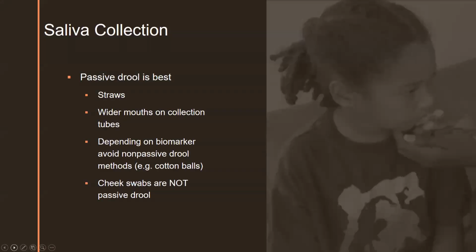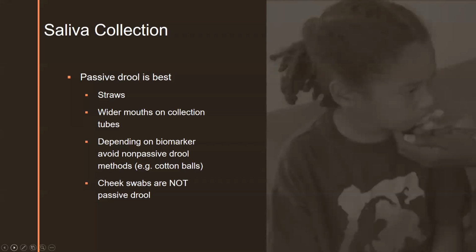So again, passive drool is the best. People oftentimes will use straws or wider mouths to collect in the tube. So you'll see different companies will have a wide, almost funnel type thing that can go into the vial. And that makes it a lot easier for people to spit as opposed to aiming to get it in a very tiny tube.